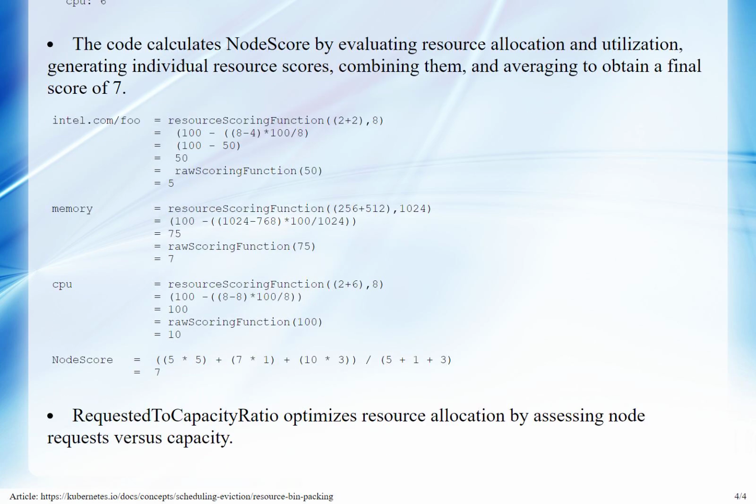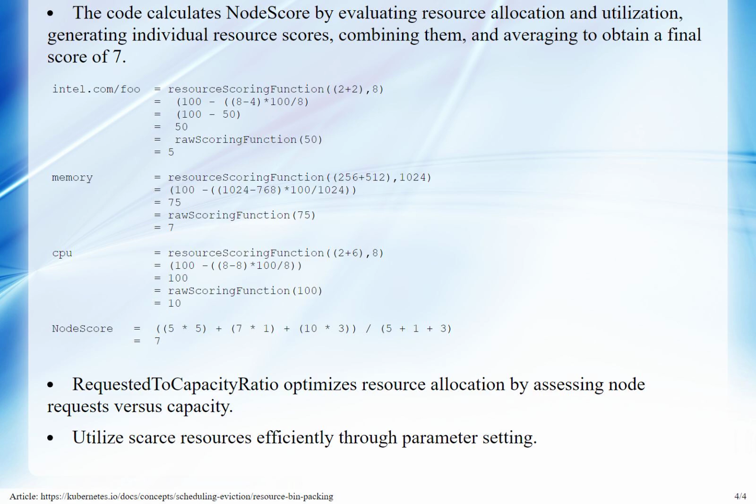The requested-to-capacity ratio strategy allows users to allocate resources with specified weights, optimizing node allocation by assessing the requested capacity ratio. Users can enhance the utilization of scarce resources in large clusters, enabling efficient bin packing by setting parameters accordingly.